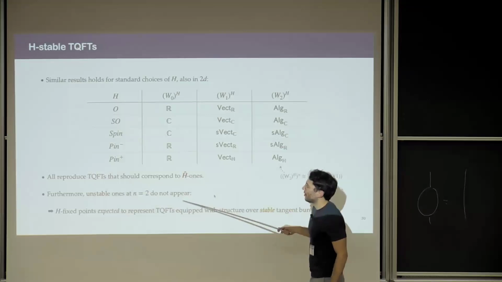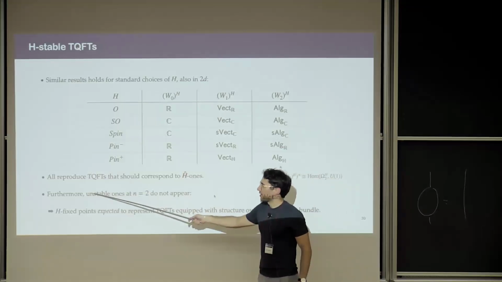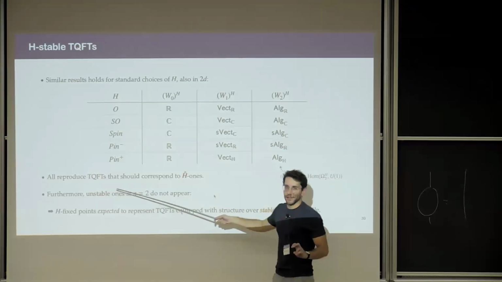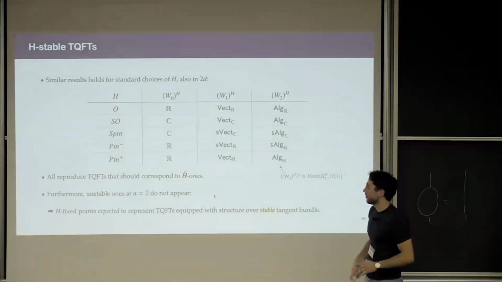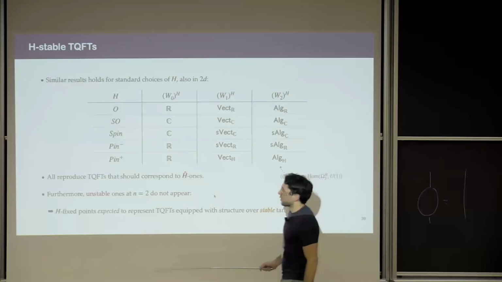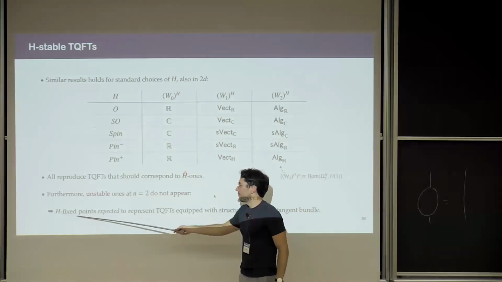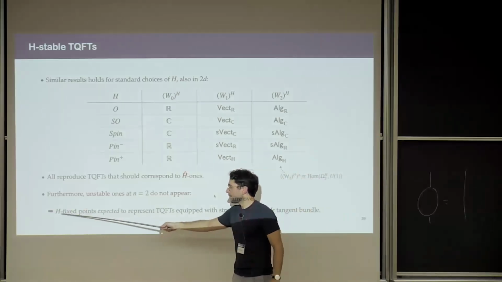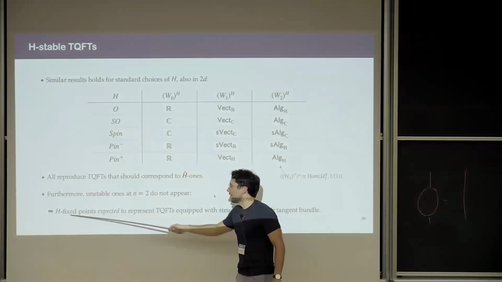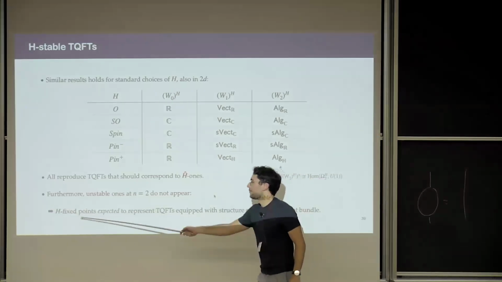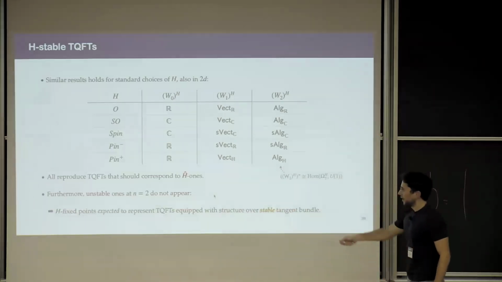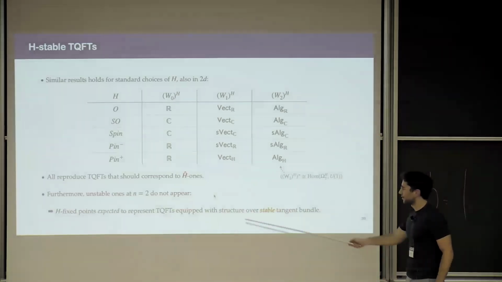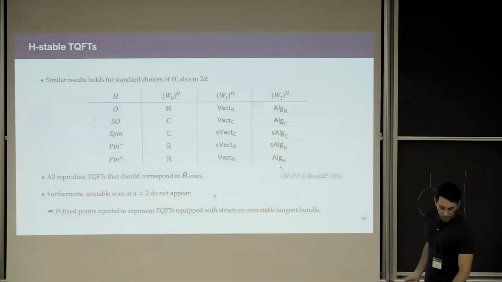Not only that, but if we try to look at this kind of stable homotopy fixed point, we are actually quotienting out TQFTs like the Euler one, which are sort of unstable, which are not invariant under the deformations of their stable tangent bundle. So what we expect, and this should hold in general, is that if you try to compute H fixed points, these are expected to represent TQFTs that are equipped with the good unitary structure over the stable tangent bundle.